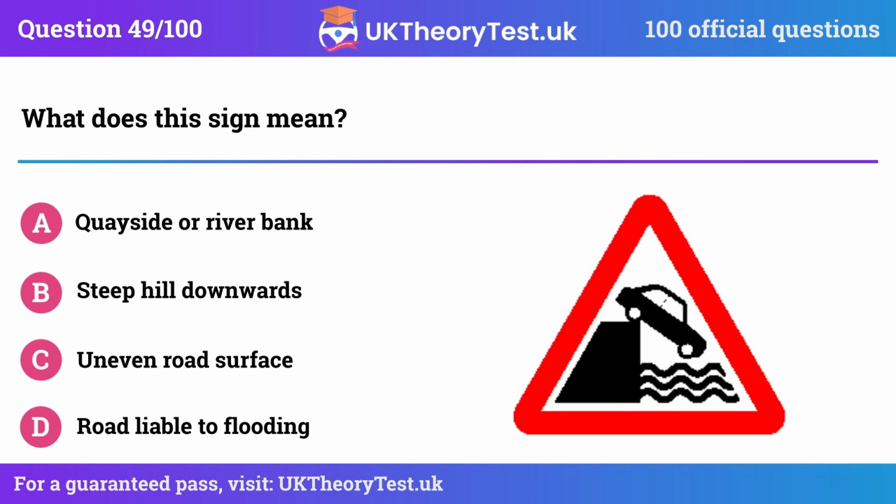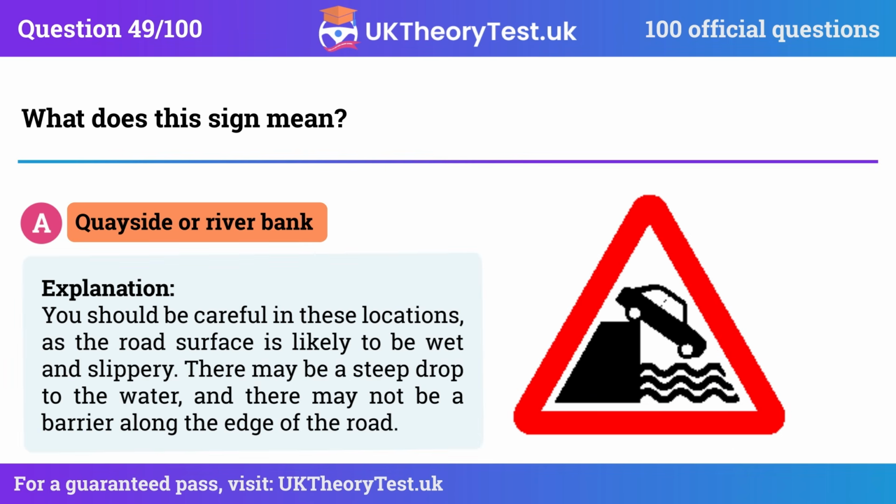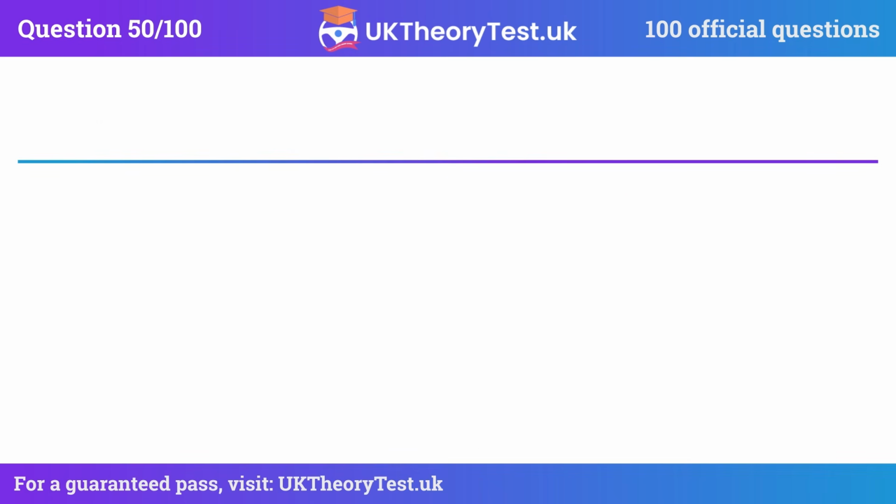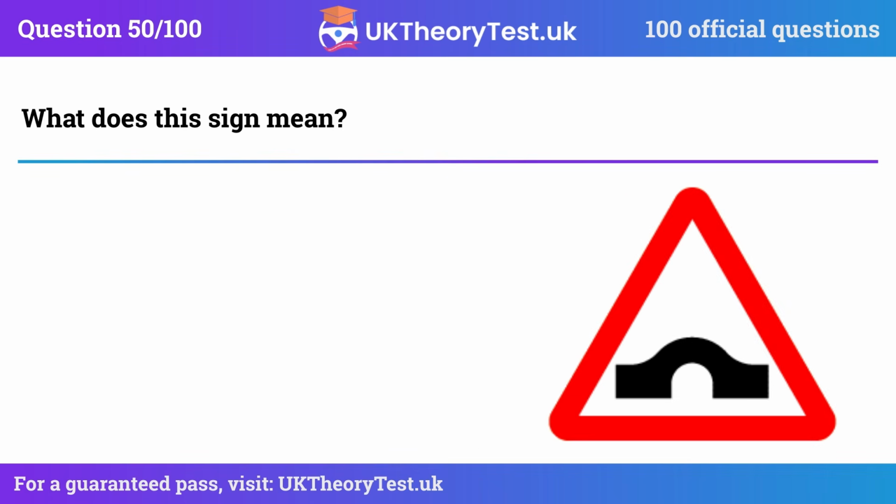The correct answer is A. Quayside or riverbank. Explanation. You should be careful in these locations, as the road surface is likely to be wet and slippery. There may be a steep drop to the water, and there may not be a barrier along the edge of the road. Question 50. What does this sign mean?